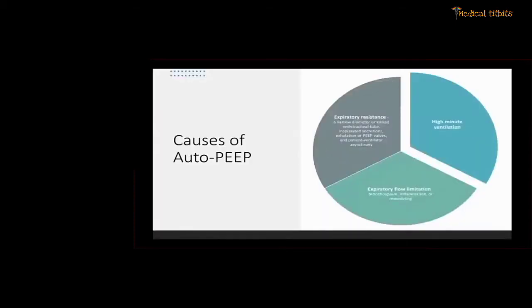The causes of auto PEEP can be high minute ventilation, expiratory flow limitation, as in our case, bronchospasm, inflammation, and remodeling, or even expiratory resistance because of a narrow diameter or kinked endotracheal tube, inspissated secretions, exhalation or PEEP valves, and patient-ventilator asynchrony. These are the other causes of auto PEEP.